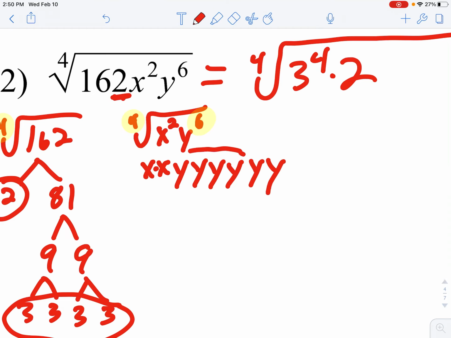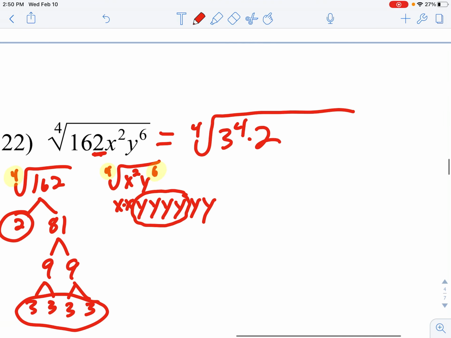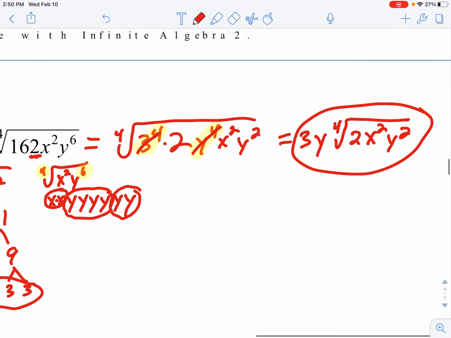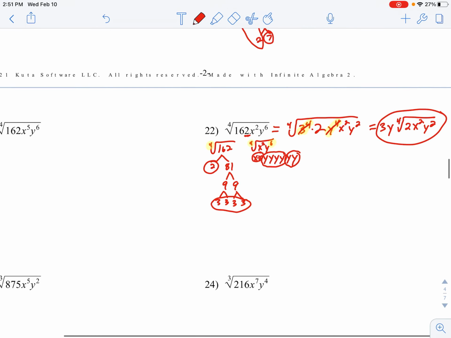We're looking for 4 of a kind, so there's going to be y to the 4th, and then there's these 2 x's, which I'm just going to make x squared, and 2 y's, which I'll make y squared. So what does that give me? The ones with the 4th power I can simplify out. So I bring out a 3, bring out a y. What's left behind is the 2, the x squared, and the y squared. And that should be the answer to 22.